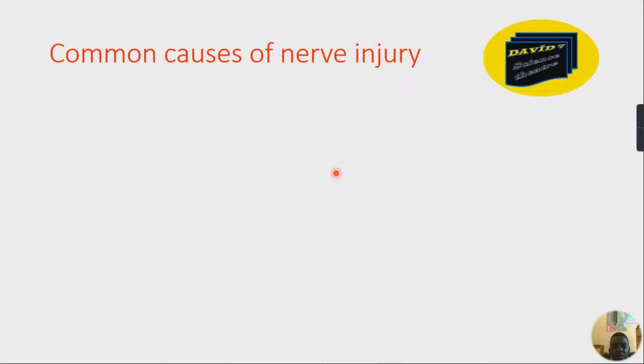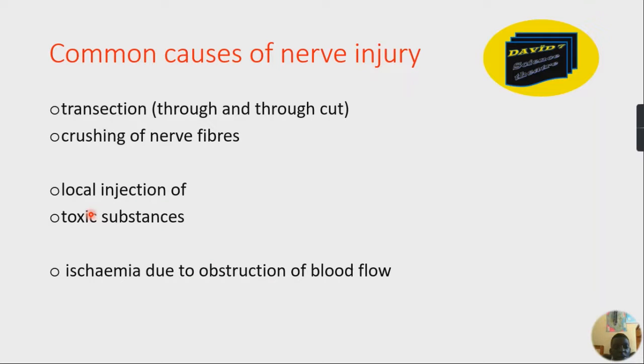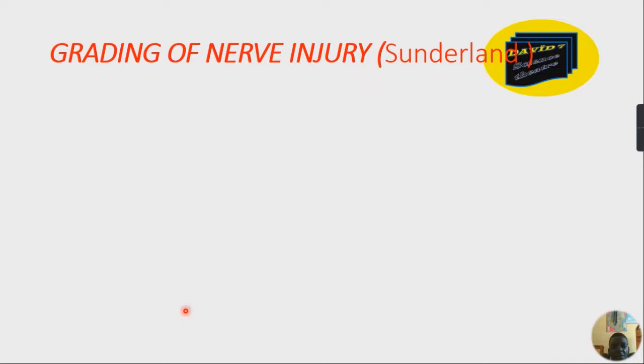And what are the common causes of nerve injury? One, we can have transection, a cut through and through, which causes degeneration. Two, if you crush the nerve fibers, they can get injured. Three, local injection of toxic substances is another cause. Four, we can have ischemia due to obstruction of blood vessels. Hypoperfusion and associated ischemia will cause injury of the nerves. And now we have other effects, such as hyperpyrexia. These are also causes of nerve injury, hyperpyrexia.